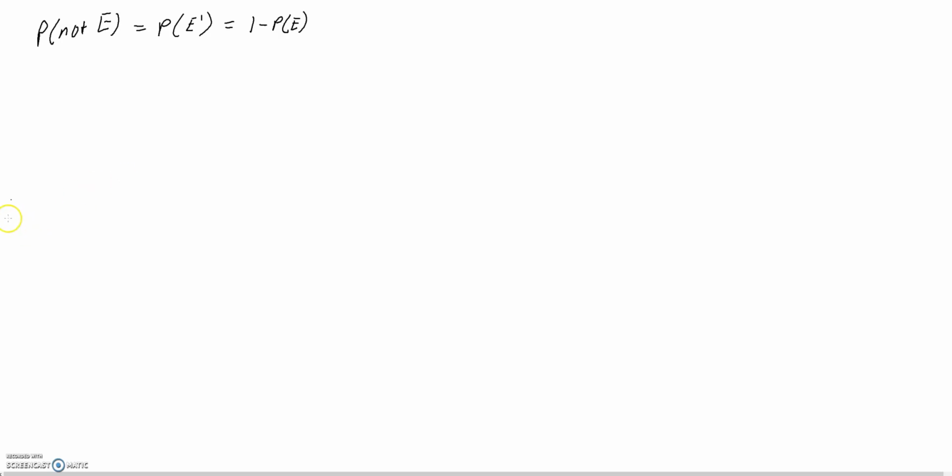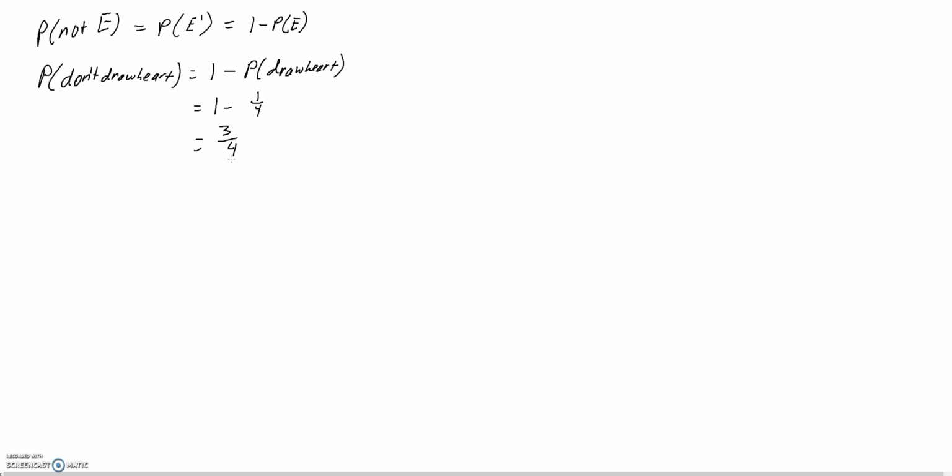So let's see if we can find out what is the probability that I don't draw a heart if I'm given a deck of 52 cards. Okay. Well, this is the same thing as 1 minus the probability that I do draw a heart. Okay. So it's 1 minus, well, we know that a fourth of the deck is hearts, so it's 1 minus 1/4, or 3/4. Okay. Hopefully that makes sense to everybody.